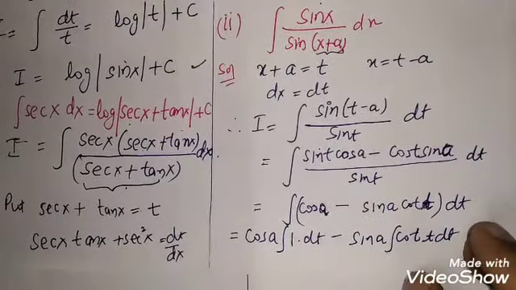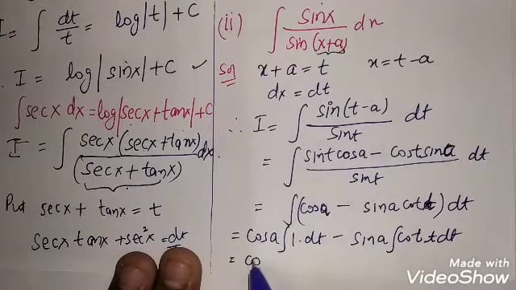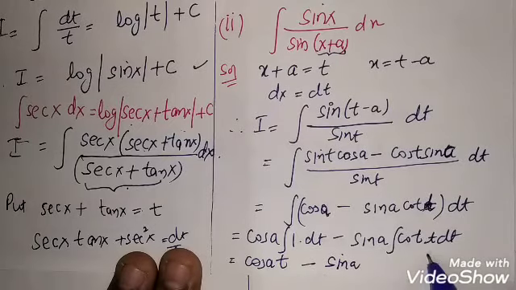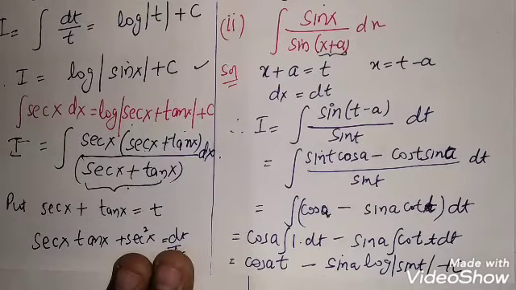As you know the formula of both, so this is cos a t minus sin a cot t. The integration of cot t, what is the integration of cot t? This is the formula: the integration of cot t is log of mod sin t plus c. I am leaving it over here.